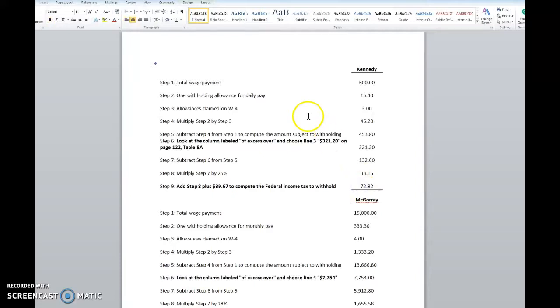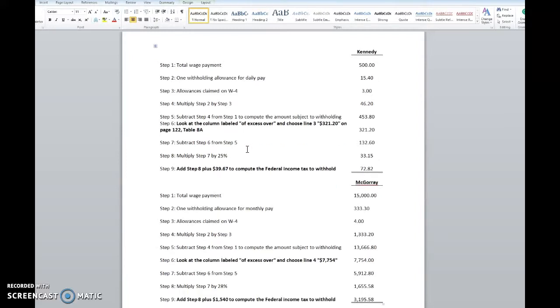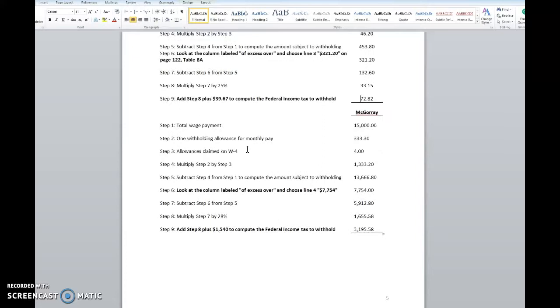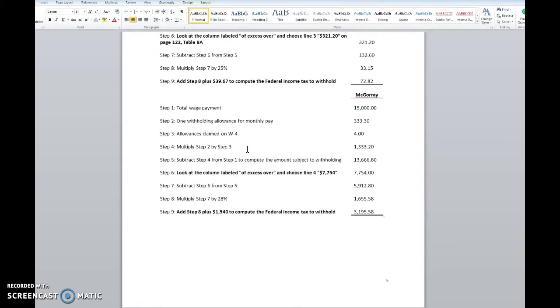So one thing to keep in mind, like I mentioned before, it really does depend how often they get paid, and that will determine which table you will be utilizing and the percentage method, which are located on pages 121 and 122. McGorry, the same examples here, but in this one, this employee gets paid monthly. So the table that you will be using for him is table 4.